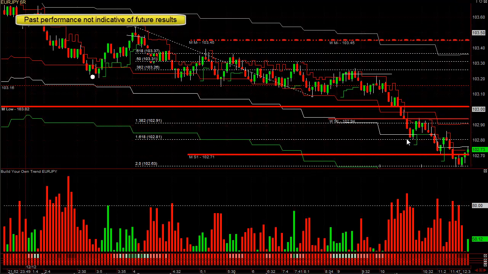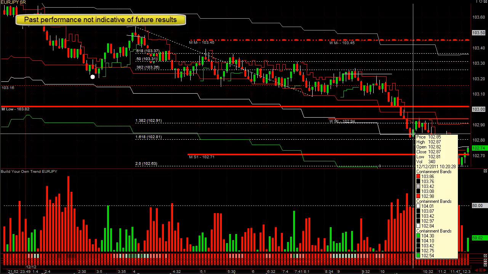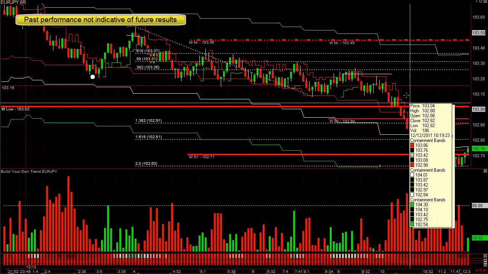And so when it goes down to this first or second fib area, if it stalls here, I'm out of the whole thing. If it stalls here, I'm out. And so I would have probably got out somewhere in the middle of this bar here at 85.